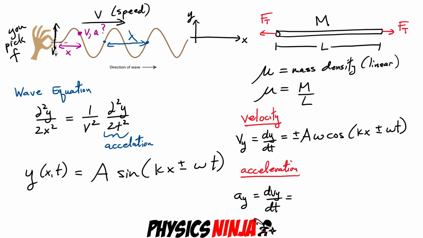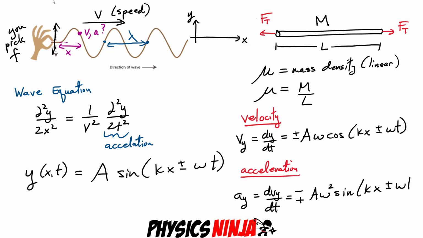Now be a little bit careful here. If I have a cos function, I differentiate that with respect to time, I'm going to get minus sine. So you're going to get minus and plus a omega sine. There's going to be another omega that comes out if you apply the chain rule here, kx plus or minus omega t. And here I've kept it general. Sometimes the wave is described by having a positive sign here. Sometimes it's described by having a negative sign there.